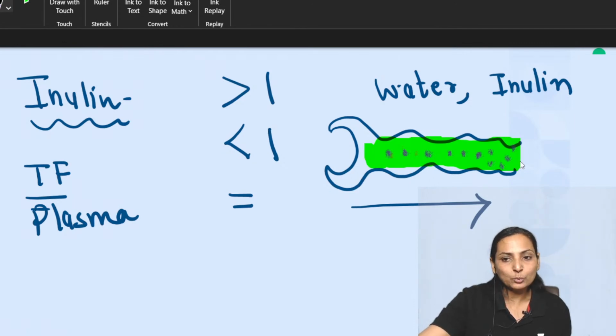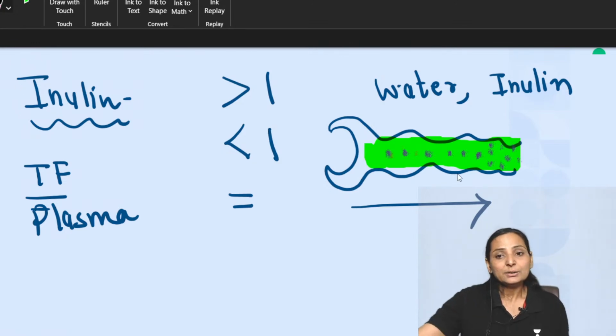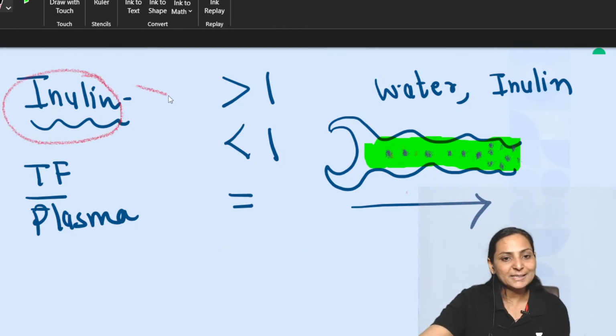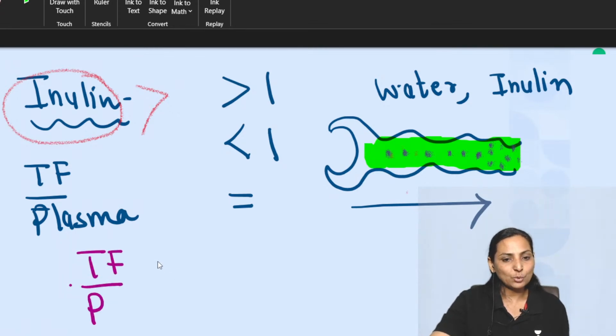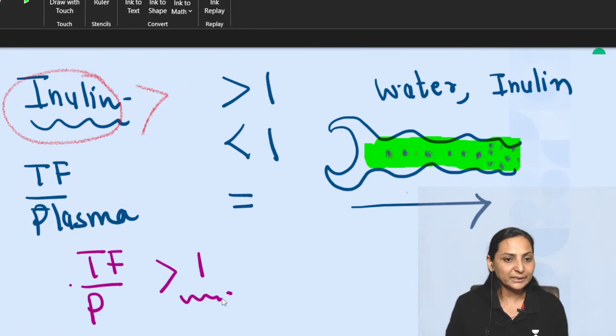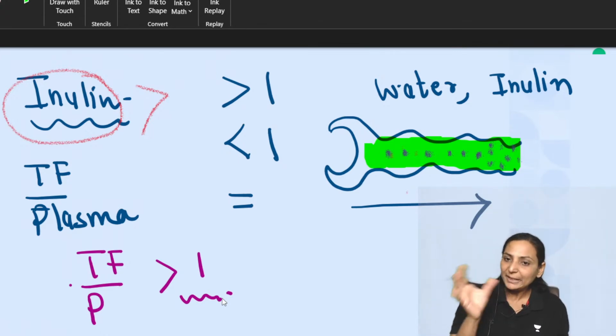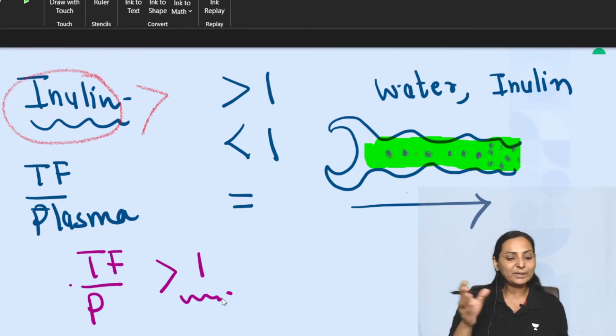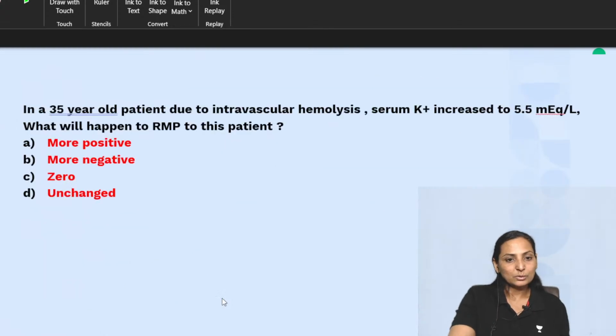So when you are moving towards the end of the PCT, you will find that the concentration of inulin is more than water, and therefore the tubular fluid to plasma ratio of inulin is more than 1. Don't get confused that inulin is not reabsorbed and not secreted, it is only filtered. Here we are just comparing the reabsorption of water, the solvent, with a particular solute. I hope I'm clear up till this. Is everything very clear, are you understanding?